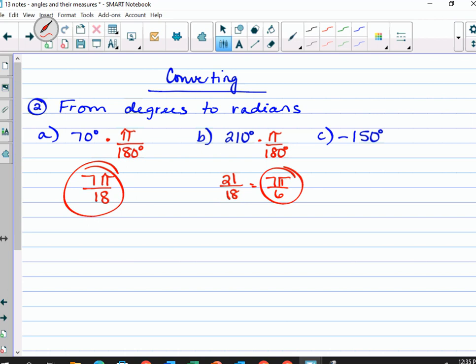All right, the negative 150 times pi over 180. What do you end up with when you reduce that one? Good. Not too bad? Okay. Let's convert the other way then. So let's go from radians to degrees.